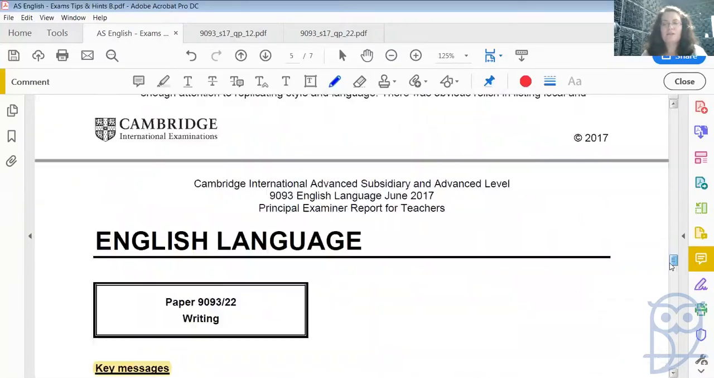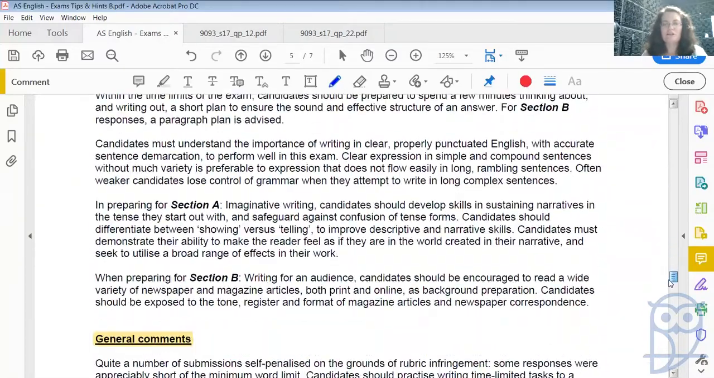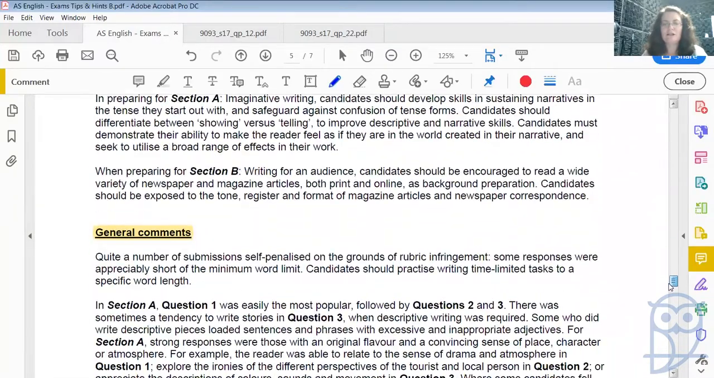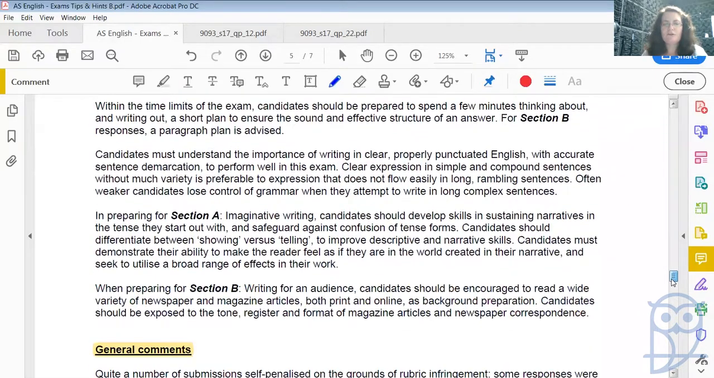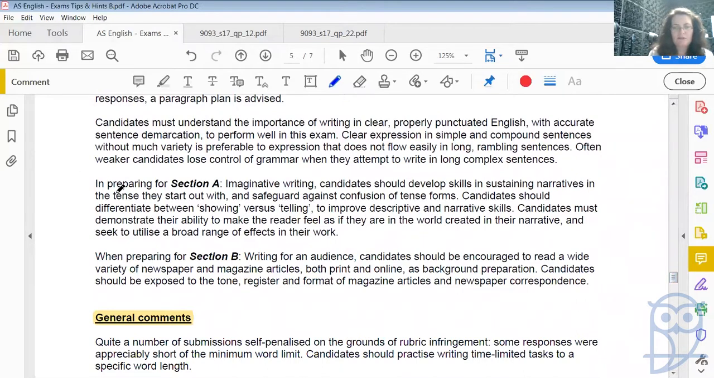Now, I would like to go down to paper 2 for the last couple of minutes and just see the key messages here. I want to focus in particular on these 2 sections since we are limited for time.